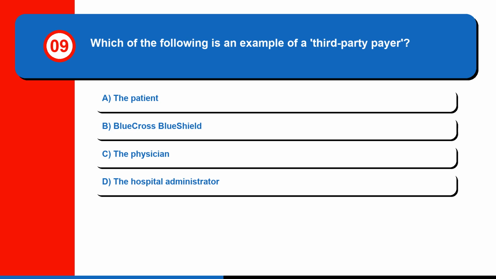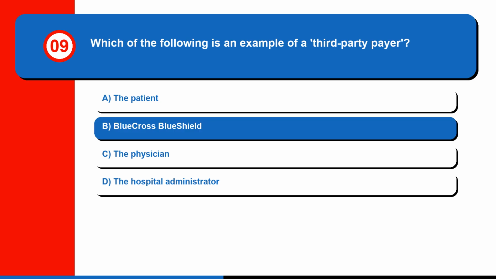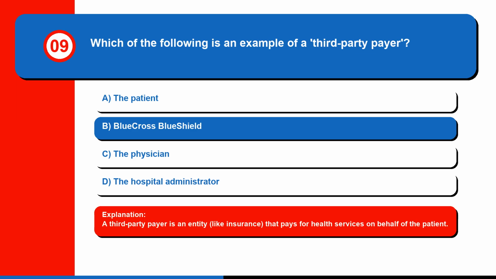Question 9. Which of the following is an example of a third-party payer? A. The patient, B. Blue Cross Blue Shield, C. The physician, or D. The hospital administrator? The correct answer is B. Blue Cross Blue Shield. A third-party payer is an entity, like insurance, that pays for health services on behalf of the patient.